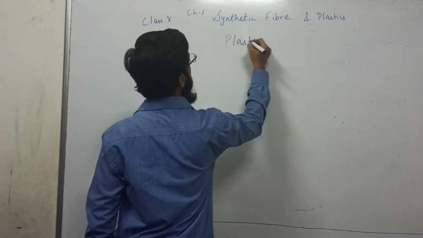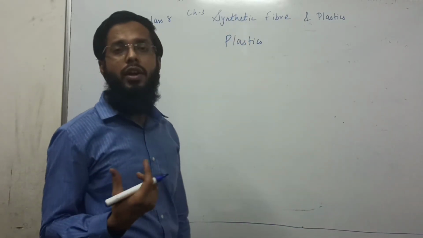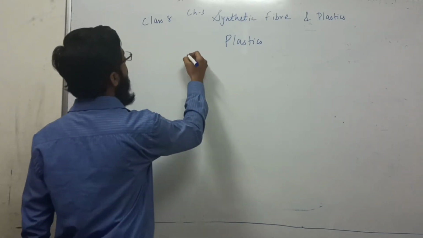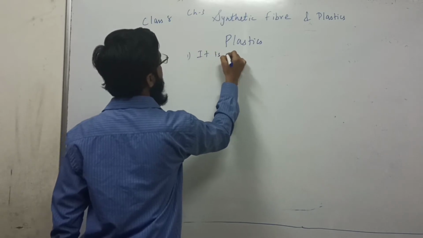Plastics, which we can also say are good. There are advantages and disadvantages. We will discuss both. So let's talk about what is plastic. It is a polymer.